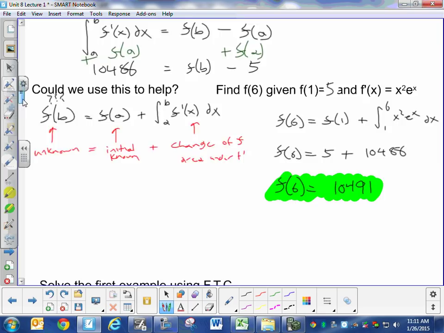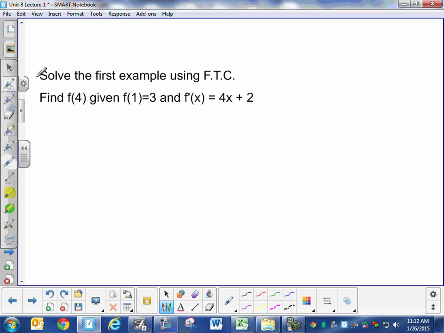So let's go back to those first two examples. Here's the first example written again. Find f of 4 given f of 1 is 3 and f prime is equal to 4x plus 2. Why don't you solve this using your calculator and the fundamental theorem of calculus and confirm that the first answer you got is the correct answer.